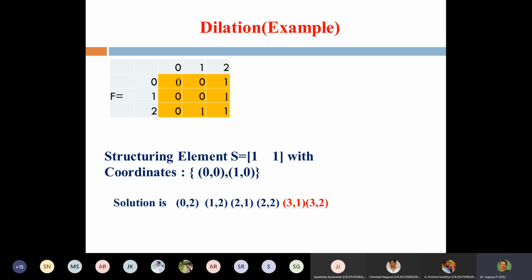So are you getting the solution like this? 0, 2, 1, 2, 2, 1, 2, 2, 3, 1 and 3, 2. Have you got the same answer? Yes, ma'am. Okay. So I hope the process of dilation is now clear. Maybe some more examples could be given as part of a tutorial or a quiz at a later stage. Can we proceed to the erosion?